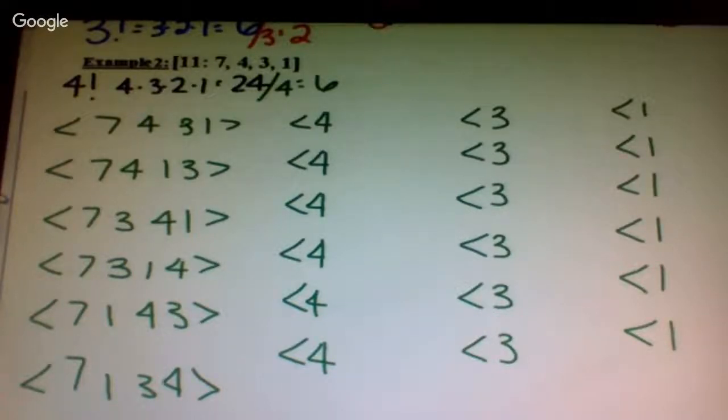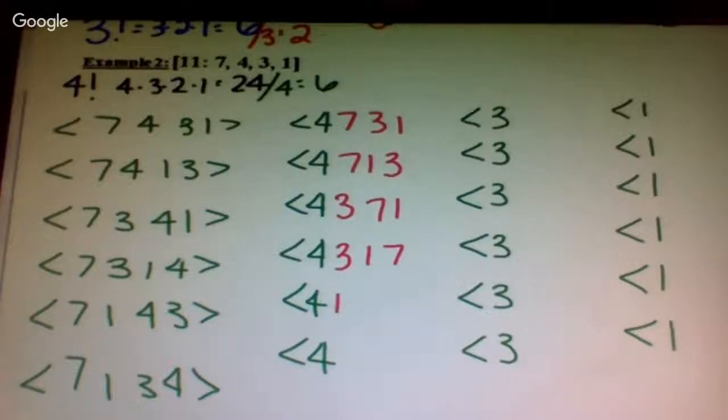So with my 4s, pick a number to go after 4. 7. 4, 7, 3, 1. 4, 7, 1, 3. That's all my 4 7s. Give me another number. 3. 4, 3, 7, 1. 4, 3, 1, 7. My last one, 1. 4, 1, 3, 7. And 4, 1, 7, 3.